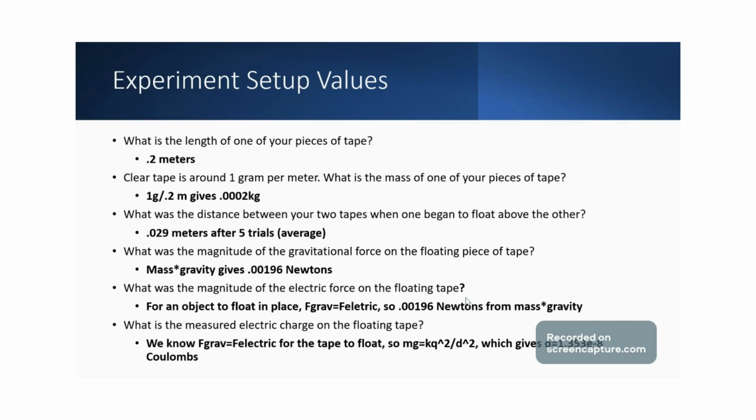And then the measured electric charge on the floating tape. Once again, we know F grav equals F electric for the tape to float, so mg equals kq squared over d squared, which gives q equals 1.353e-8 coulombs.